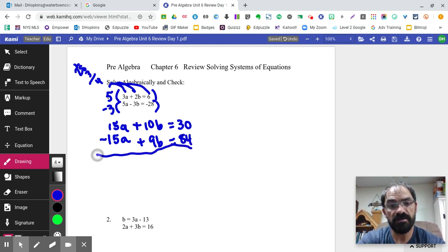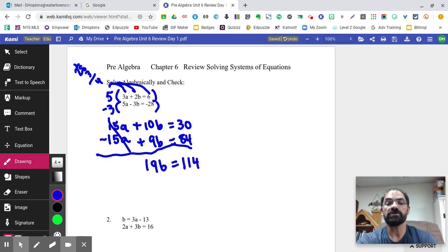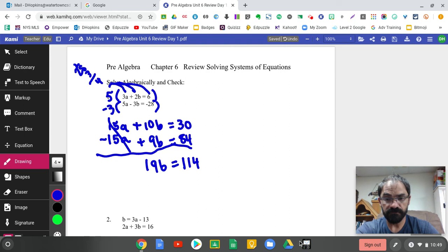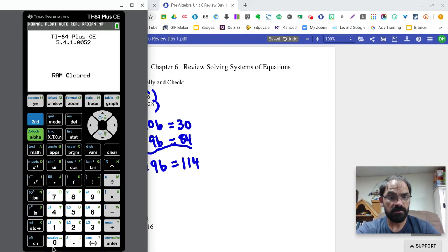And if I add these down, the a's cancel. I get 19b equals 114. So I can always use my calculator, right? You guys know that. Bring it up down here. 114 divided by 19. And b equals 6.